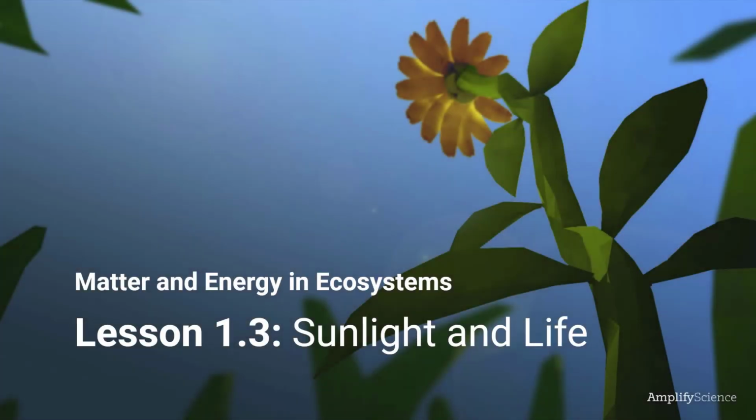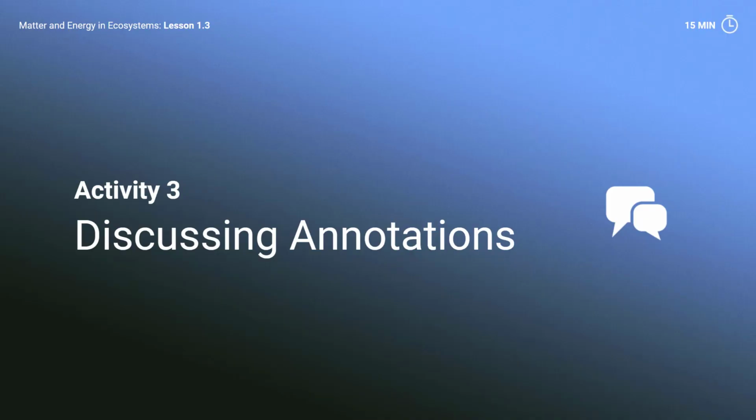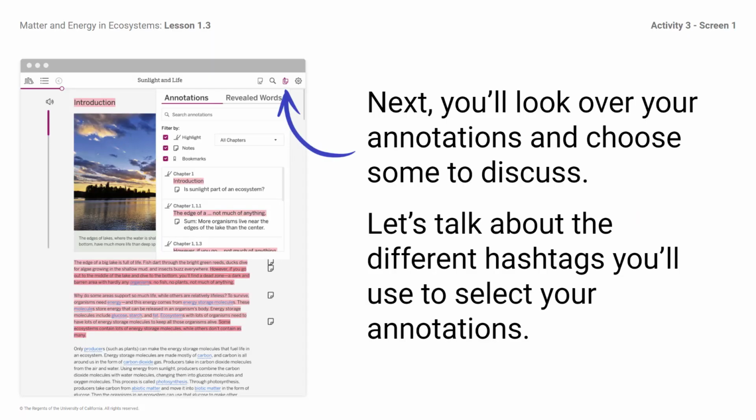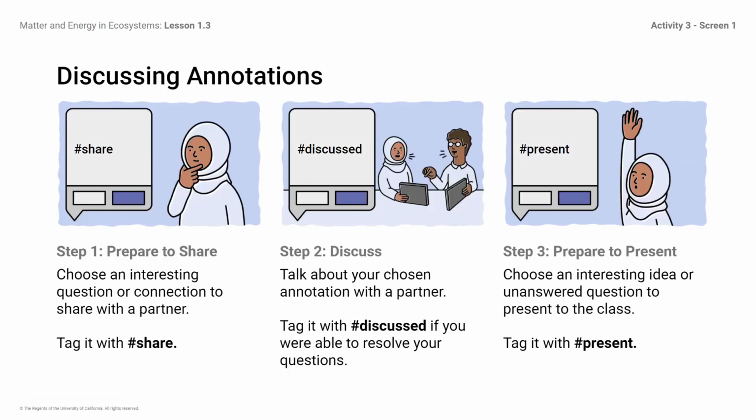Matter and Energy in Ecosystems, Unit Lesson 1.3, Sunlight and Life. Activity 3, Discussing Annotations. Next, you'll look over your annotations and choose some to discuss. Let's talk about the different hashtags you'll use to select your annotations.